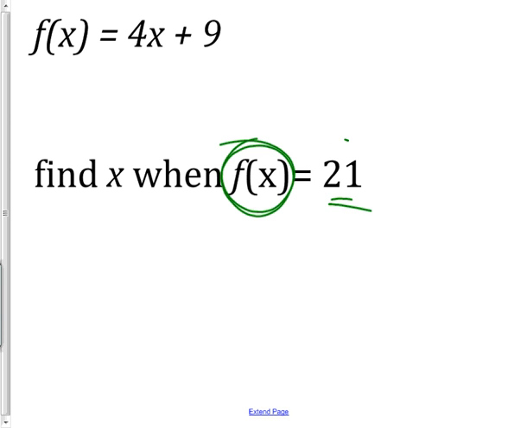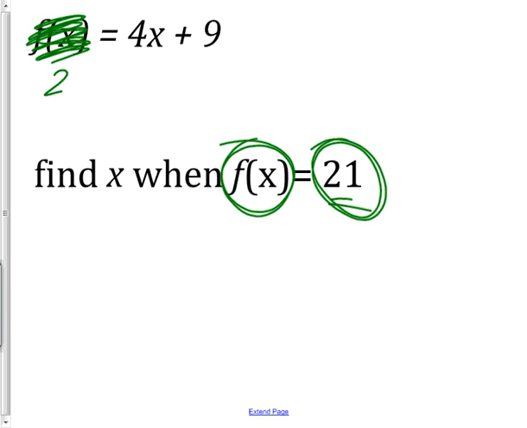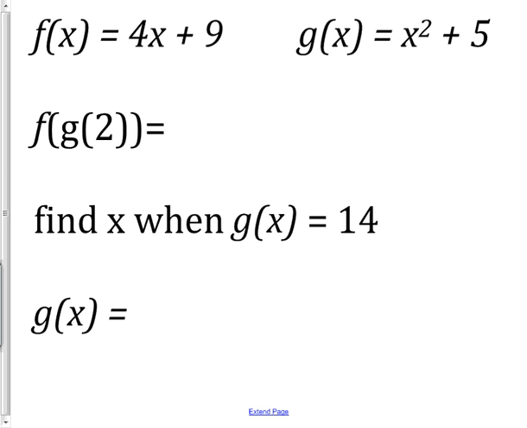So this is 21. Do you see an f of x up here? So you replace the f of x with 21. So you just put a 21, not where the x is. You put a 21 here. 21 equals 4x plus 9. And then you just subtract 9 from both sides and divide by 4. Get the idea there? All right, so either they can tell you x or they can tell you y. In this case, y is f of x. All right, so here's another one.